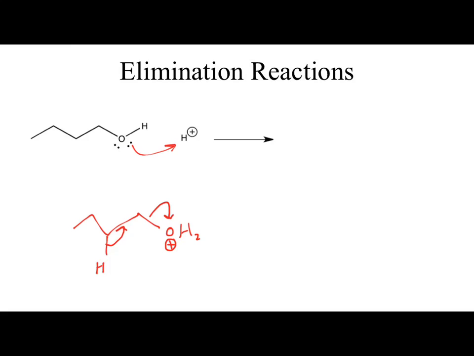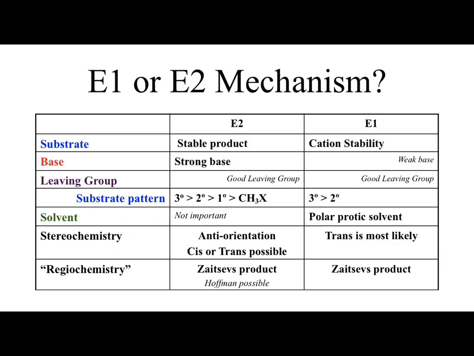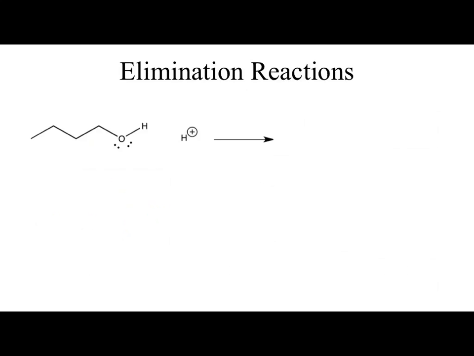Okay? So what type of mechanism do you expect? What type of elimination would you expect for most alcohols? E1 or E2? E2 requires what? A strong base. Okay. What did we say we had to react to get our alcohol to go? An acid. So what does that mean? We'll likely see E1 mechanisms when we look at alcohol eliminations.